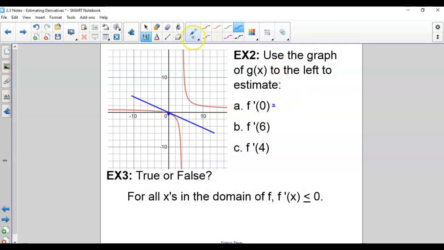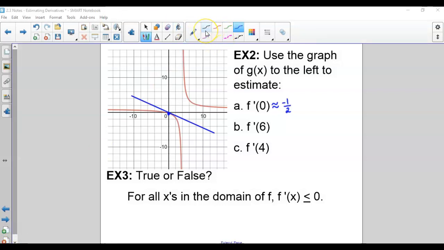Actually I should not use the equal sign. I should use approximately negative 1/2. So that's a decent estimate. It might not actually be exactly negative 1/2, but it's a decent estimate. It's important here that your slope is negative, and it's fairly close to what that actual slope is.